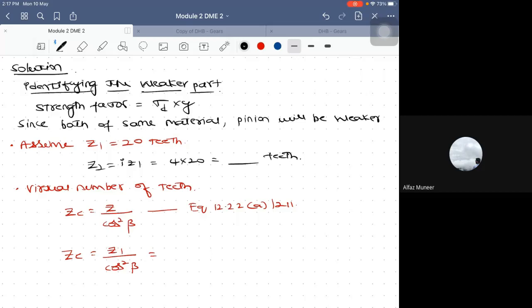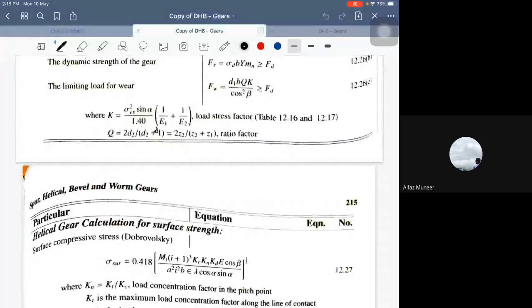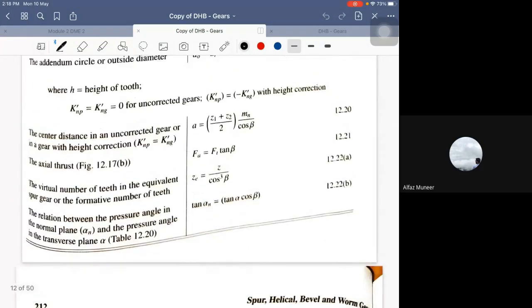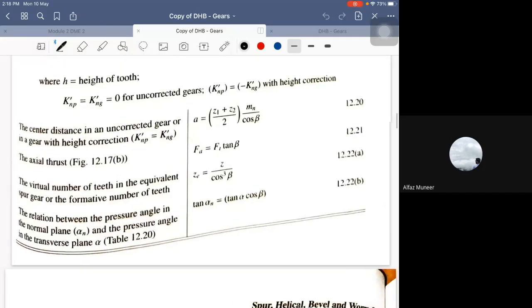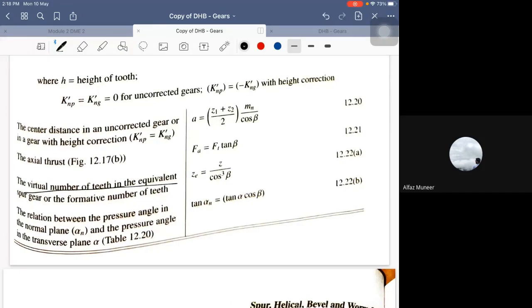And there is a concept called virtual number of teeth. So you have to calculate that. For that, all of you go to equation number 12.22a, page number 211. Just go to page number 211 and look at what we have there. This is the virtual number of teeth, or equivalent spur gear teeth, or formative number of teeth. All resemble the same value. One is virtual number of teeth, or you can call it equivalent spur gear number of teeth, or formative number of teeth.